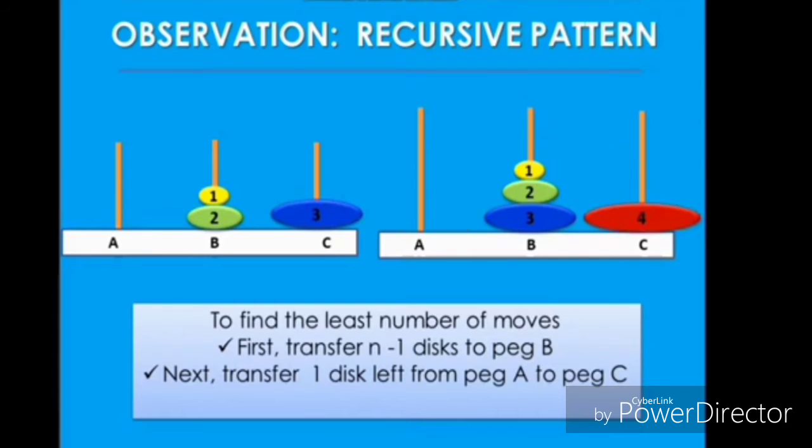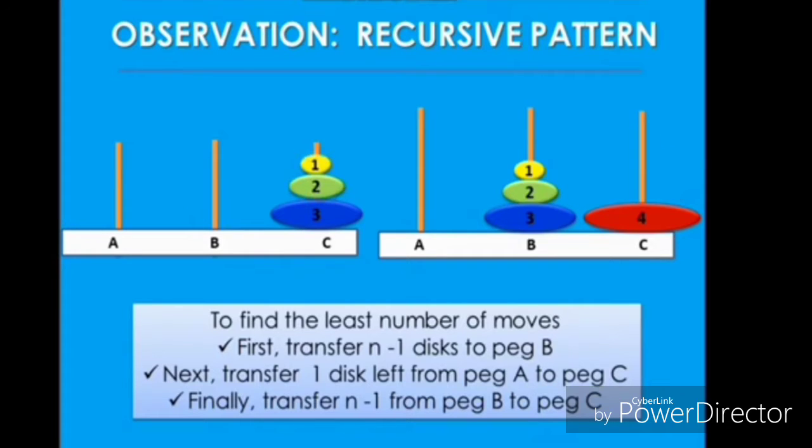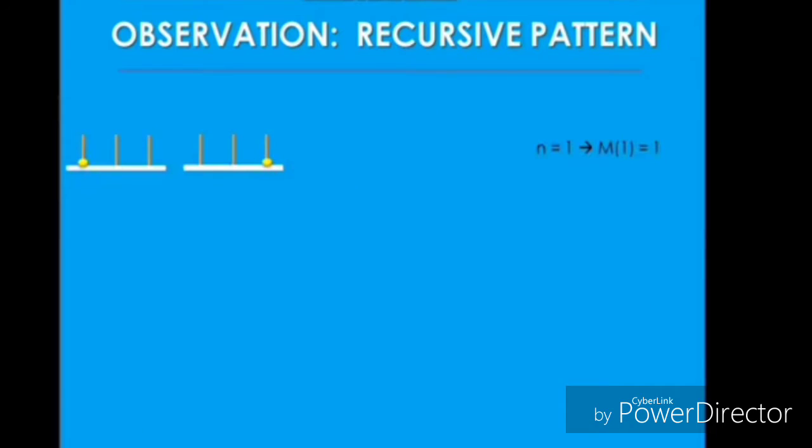So it looks like this. Then finally, transfer n-1 from peg B to peg C. So that is the pattern we noticed. That's the process we need to follow in order to find the least number of moves. Now, let's try to transfer this into a mathematical formula.